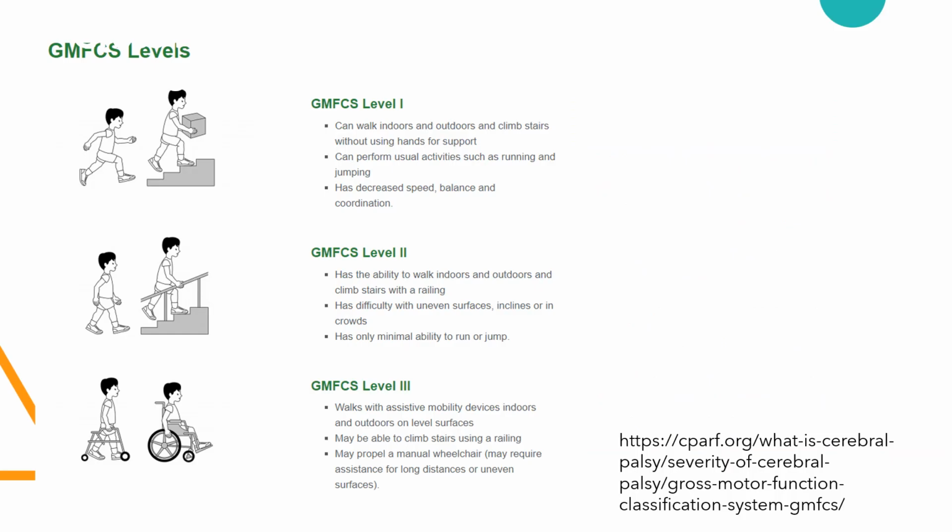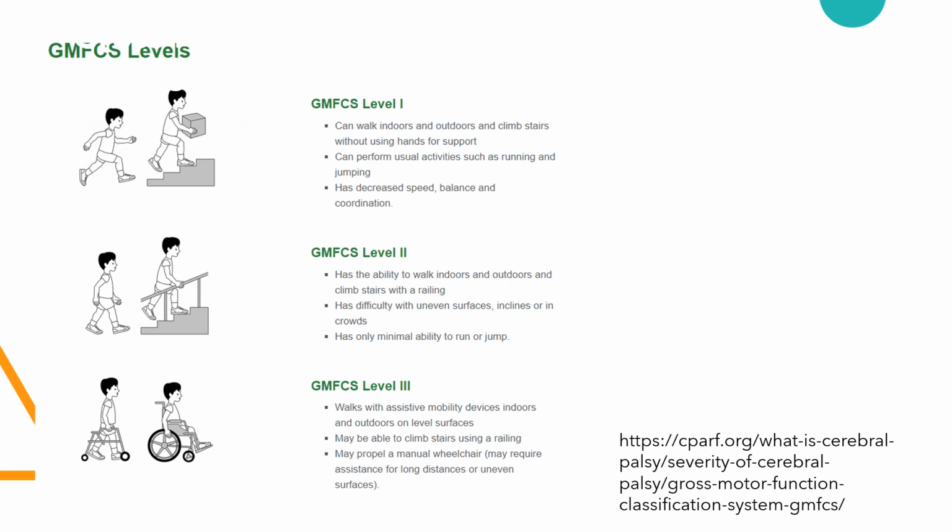The gross motor function classification system, as we talked about, is a widely used classification system that categorizes the gross motor function of individuals with CP. It helps assess and describe the functional abilities and limitations related to mobility in individuals with CP. There are 5 levels, each representing a different level of mobility.